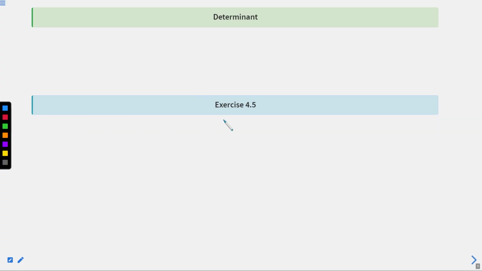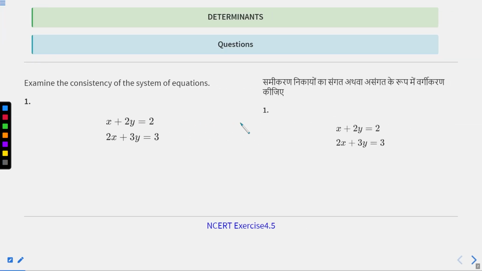Today we will be seeing NCERT exercise 4.3. So far we have discussed enough theory to solve this exercise. Without further ado, let's start. First question: we have to examine the consistency of the system.